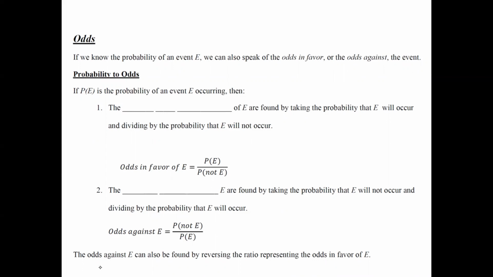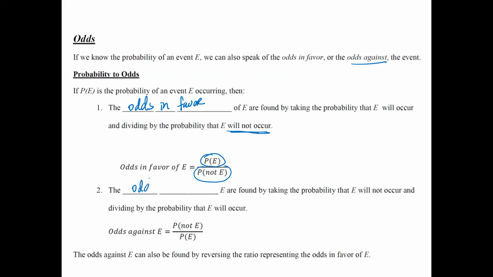Okay, so if you know the probability of event E, then we can also speak on the odds in favor or the odds against some event. So P of E is the probability of an event occurring, then the odds in favor of E are found by taking the probability of E that will occur and dividing by the probability of E that will not occur. So again, probability of something happening divided by the something not happening.